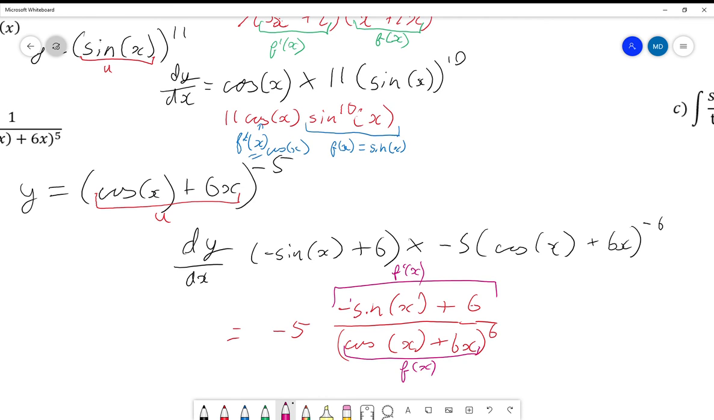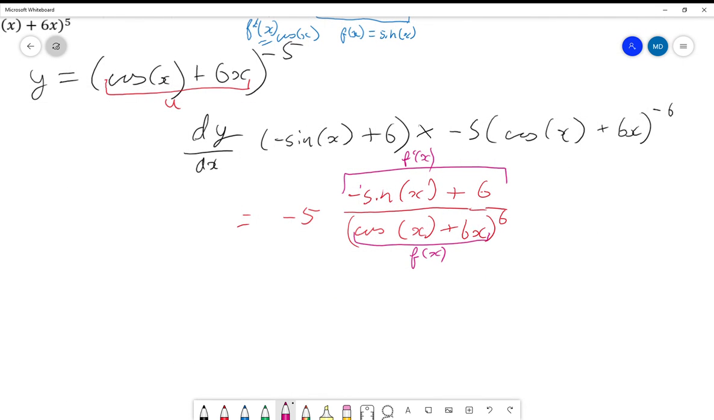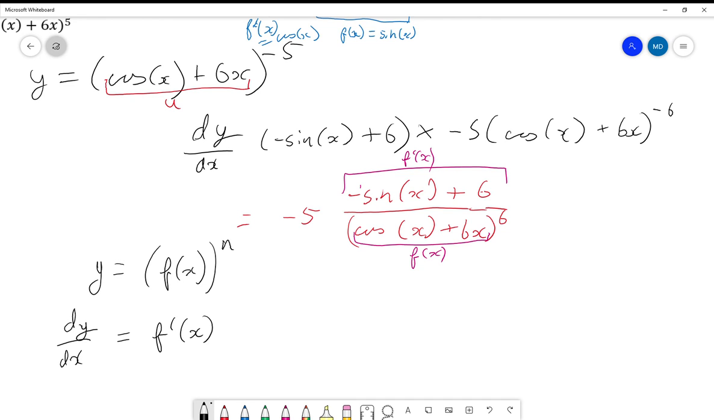And so what we get is this rule. If we have y equals f of x to the power of n, then dy by dx turns out to be f dash of x multiplied by n f of x all to the power of n minus 1. And that's actually just the chain rule. It shouldn't be too surprising.